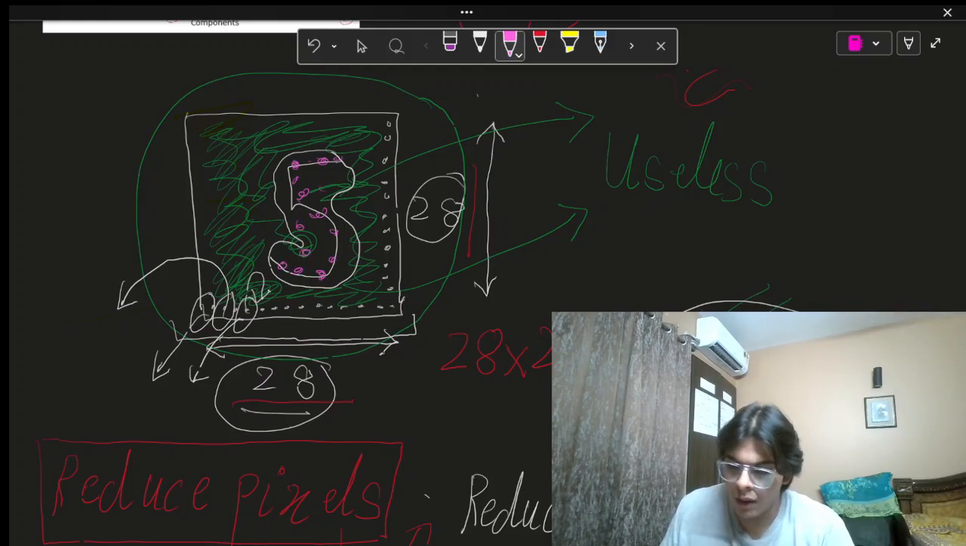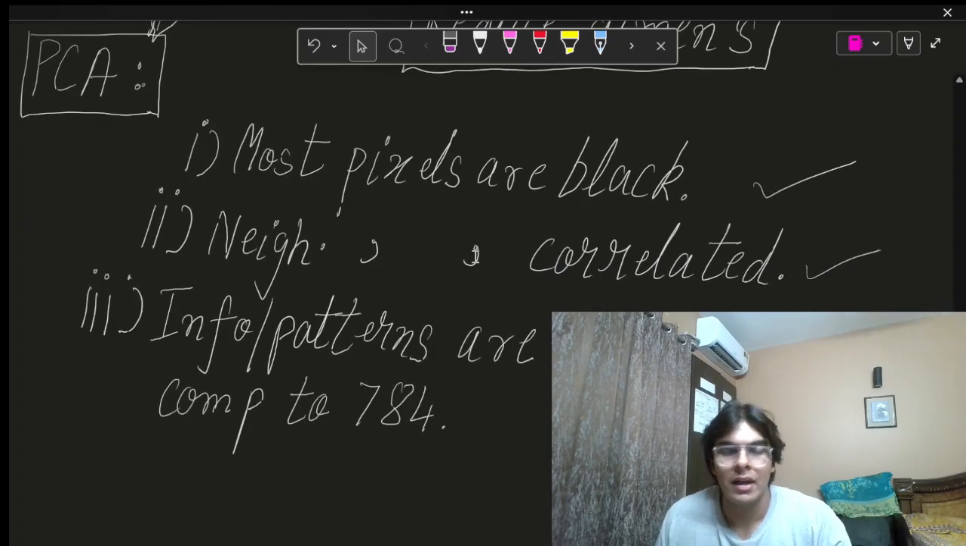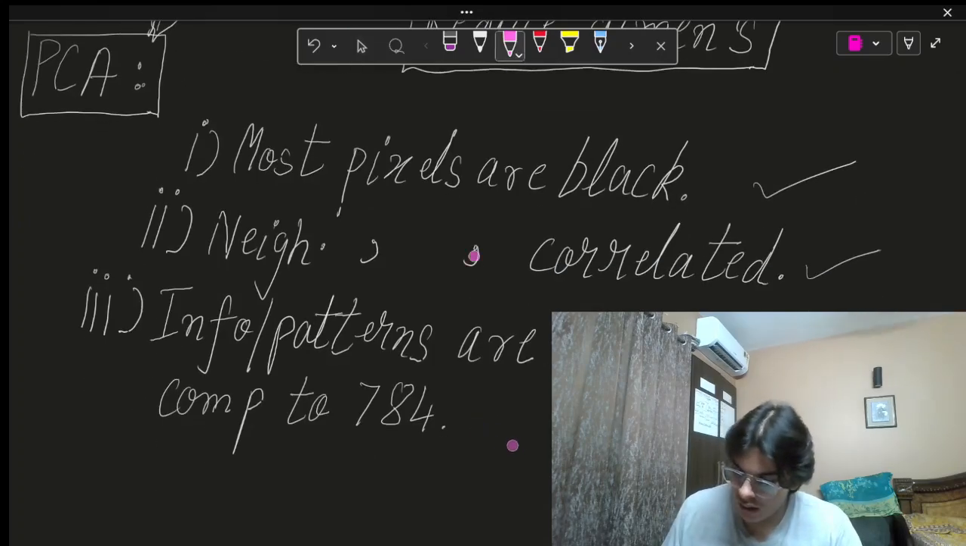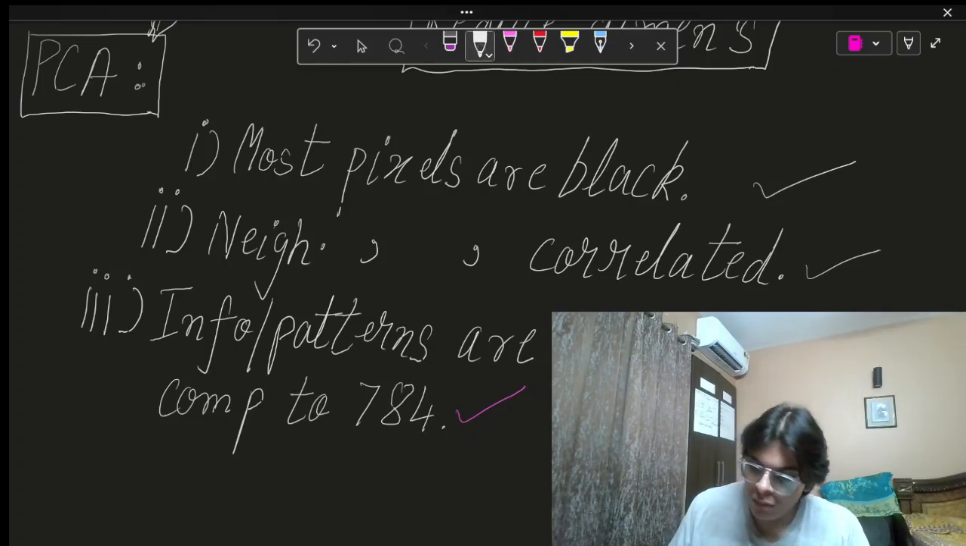And rest of all, except the pink dots, the rest of the pixels will be useless ones, because they're either black or they are correlated. So this brings us to understanding the third point clearly: the information or patterns in the data are very less compared to this 784 feature vector that we have. So this brings us to another reason why we don't want these 784 features or pixels to represent our image. We want some lower value.